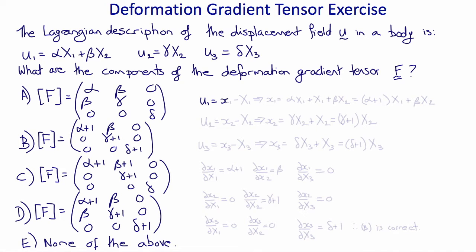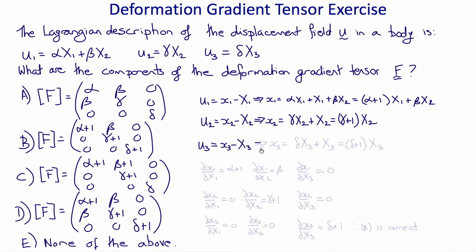Okay, let's try and work it out. Well, U1 is little x1 minus big X1, which means that little x1 is equal to alpha times big X1 plus big X1 plus beta times big X2, or alpha plus 1 times big X1 plus beta times big X2. So that's a Lagrangian description for the deformed coordinates. U2 is little x2 minus big X2, so little x2, the deformed coordinate, is gamma big X2 plus big X2, or gamma plus 1 times big X2. U3 is little x3 minus big X3, so the deformed x3 is equal to delta times big X3 plus big X3, or delta plus 1 times big X3.